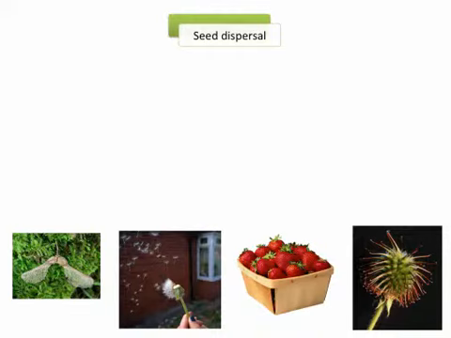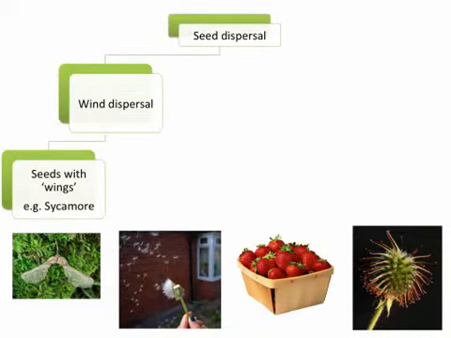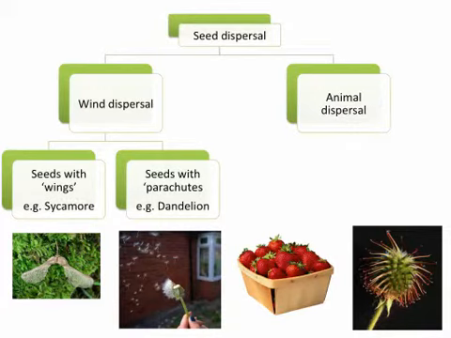Now, once the seed is fully formed, it will need to be moved to a different place before it germinates. This could be by the wind, and some seeds have little wings, for example, sycamore. Other seeds have parachutes, for example, dandelion. Or the plants can use animals to disperse or move their seeds from one place to another.